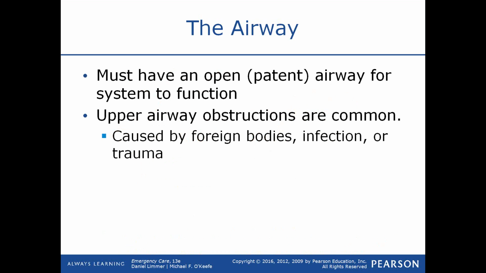Most often in an unresponsive person who's lying flat on their back, particularly an infant or a child, the tongue is going to be the most common airway obstruction. But airway obstruction can also be caused by foreign bodies. They may choke on something. It may be caused by infection or swelling of the airway, or by trauma to the airway itself.